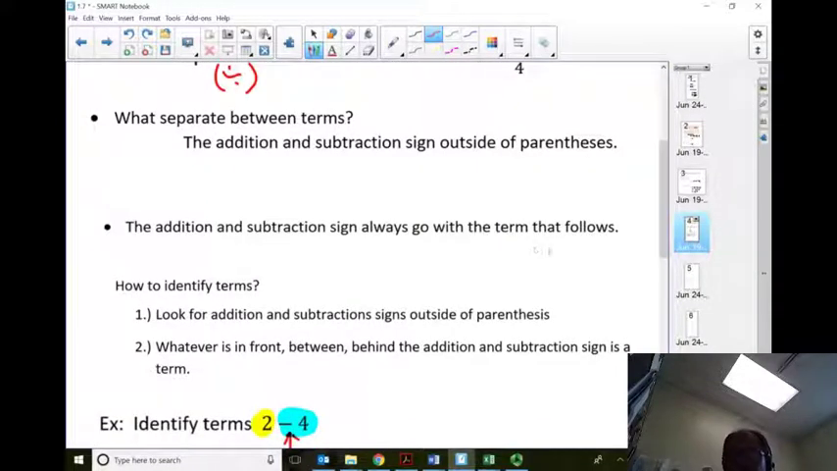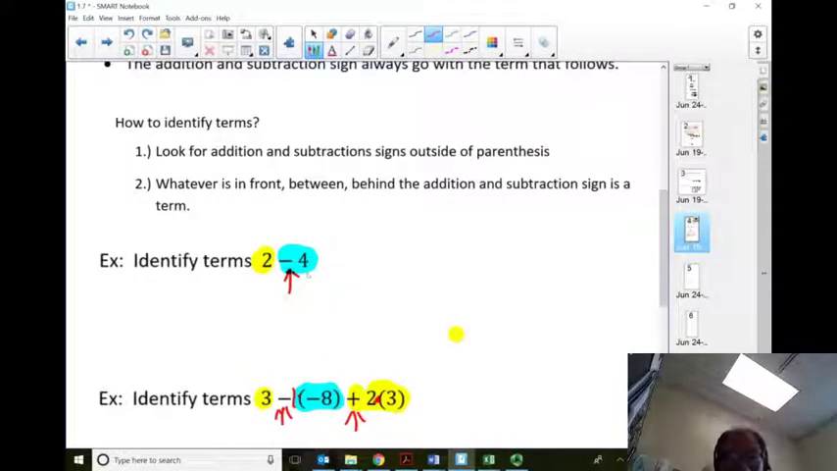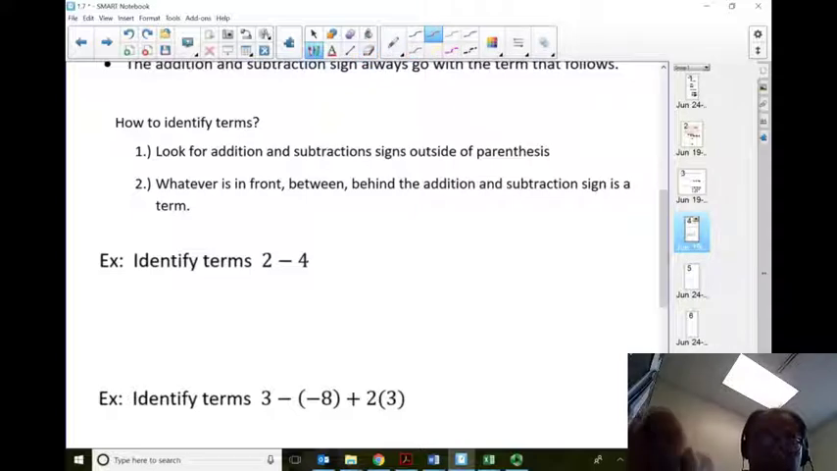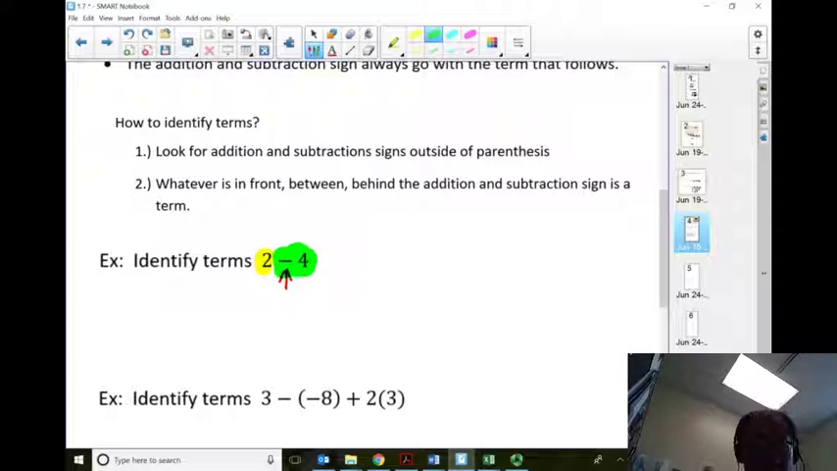So how do we identify terms? For example, a 2 minus 4 like this one. You know what? I'm going to erase this real quick. A 2 minus 4, what I'm looking for is subtraction or addition signs outside the parentheses. So when I see one of those, that's 2 terms. What's in front of it is one term, and what's behind it is one term. In Module 8, we will talk about how this subtraction sign goes with the term that follows. So technically, my second term is a -4.